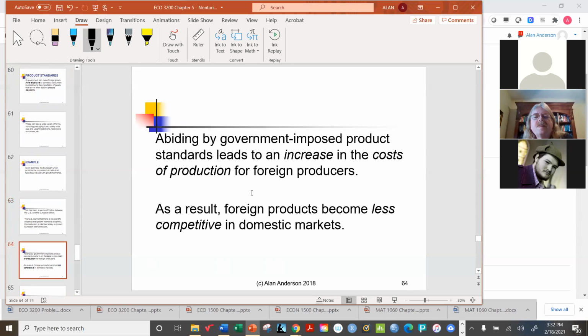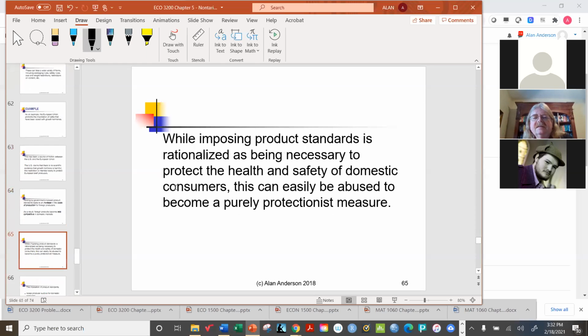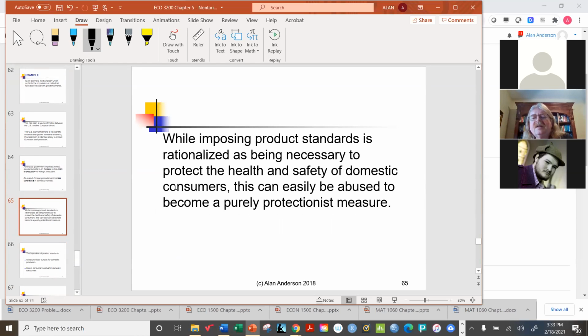Okay, but the whole point of this is that abiding by the rules means that the costs of production are going up for foreign producers, which makes it harder for them to compete in the United States. And sometimes it makes sense. I mean, there's certain things that would just be common sense, like, obviously you don't want to bring dangerous or health hazards into the country, but you can see how this kind of thing can be easily abused.